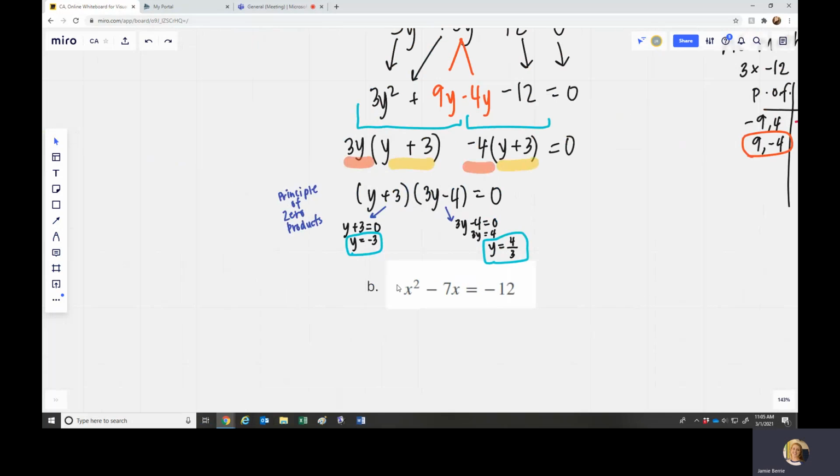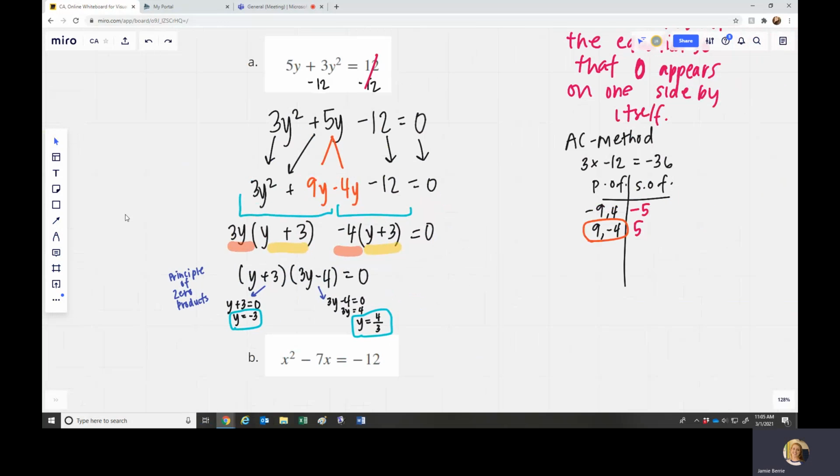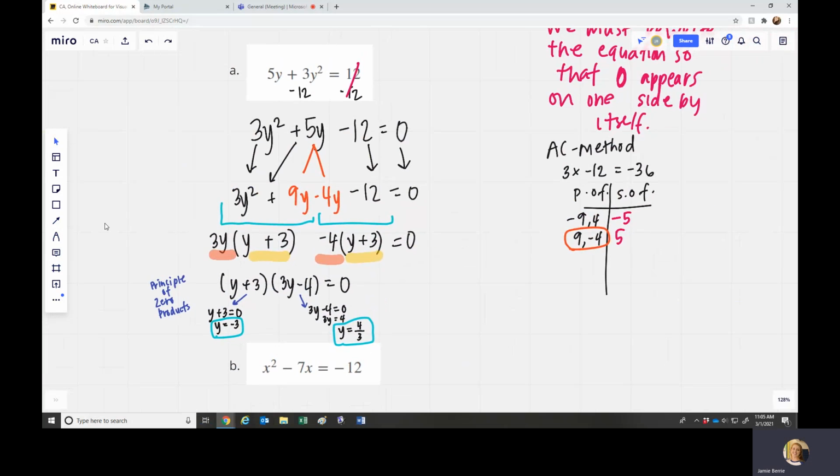So let me move this around a little bit so we can see the whole problem. Just to remind you what we did, we moved everything to one side. We wrote it in descending order, if y'all remember that. Then we used the AC method to factor this, which allowed us to split up the middle term, and then we had 4 terms. So we used factoring by grouping to finish factoring that, and then we set each piece equal to 0, and that gave us our 2 answers.